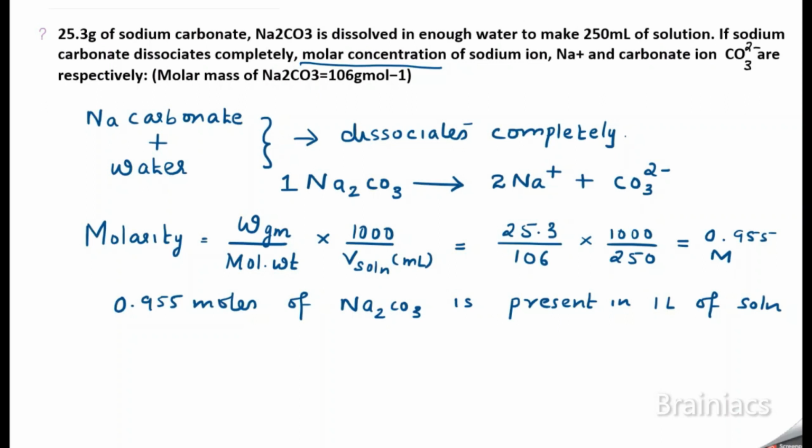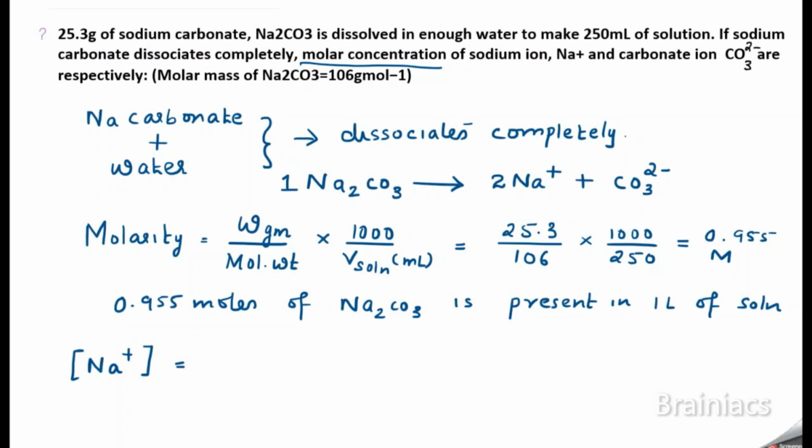Now why are we finding molarity here? Since they are asking me the molar concentration of sodium ion. So here also I need to find the molar concentration of sodium ion. Molar concentration of sodium ion means I need to find the number of moles of sodium ion that is present in 1 liter of the solution. This is very important. Now I know that 0.955 moles of Na2CO3 is present in 1 liter of the solution, correct?